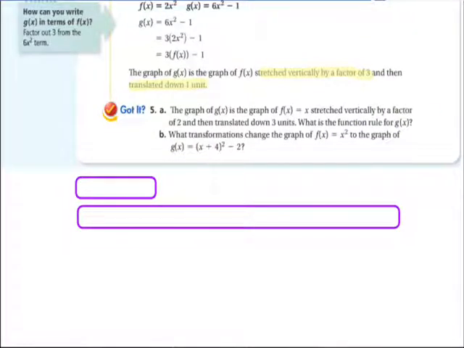Let's take a look at the examples. Why don't you go ahead and pause the video here. Try these on your own. Please, pause the video. Try these on your own. Okay, go now. Go.